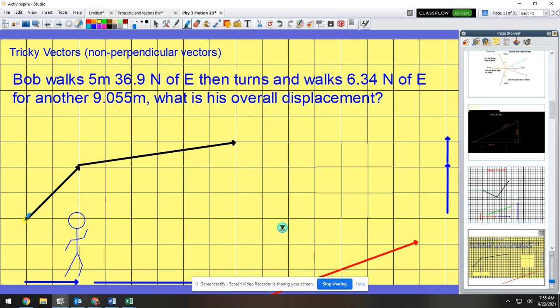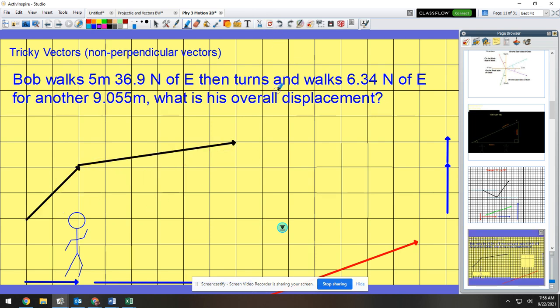So what's happening is, let me just get the highlighter. Bob starts here. We do 36.9 degrees north of east. That's on this side of it. And he goes 5 meters. Then he changes his attitude and walks just 6 degrees north of east. And he does this for 9 meters. And what we want to find out is, switch colors, what is the overall displacement.